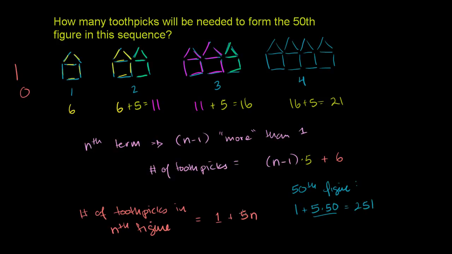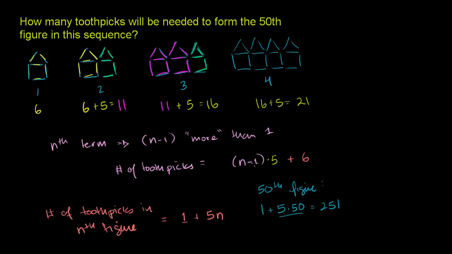And I said you could use either formula because they should reduce to each other if we did our math right, or if we deduced properly. So let's verify that this one up here is the same thing as this over here. If we multiply 5 times n minus 1, we get 5n minus 5, right? We just distributed the 5. And then we have that plus 6. Negative 5 plus 6 is plus 1. So it's 5n plus 1, or 1 plus 5n. Either way, your 50th figure is going to have 251 toothpicks.